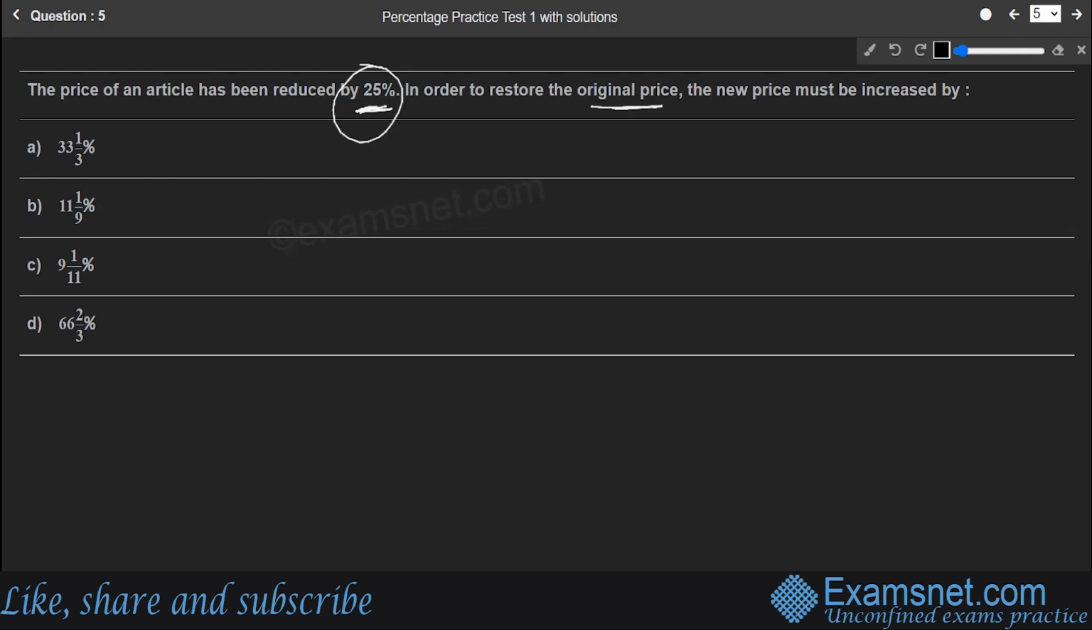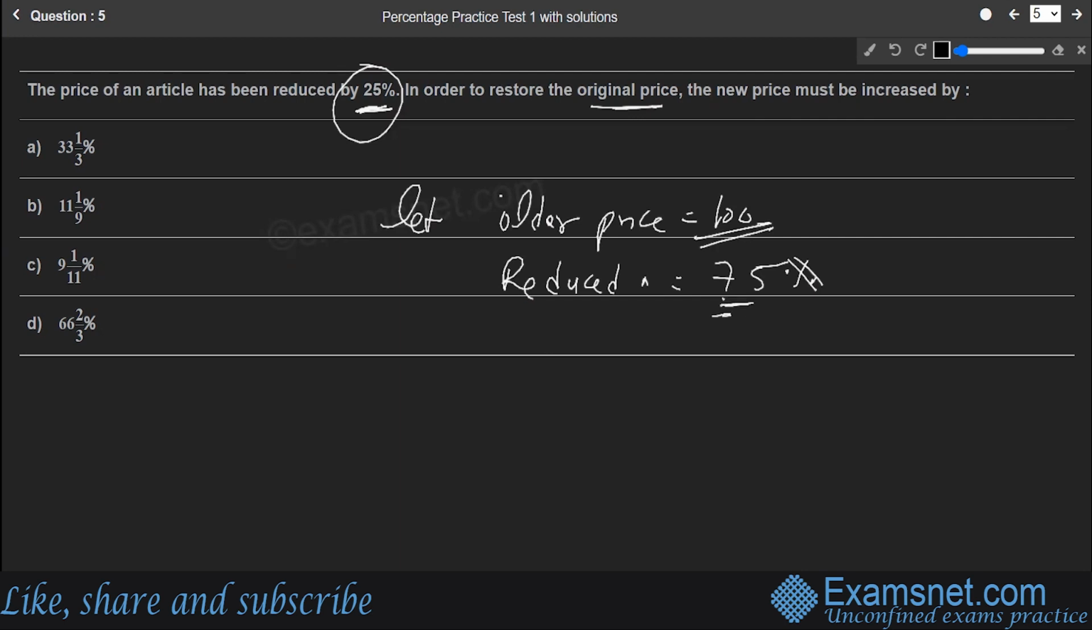He says the price of an article has been reduced by 25%. Let us say the older price, or the base price, was 100. If it is reduced by 25%, what is the reduced price? The reduced price is going to be 100 minus 25, that is 75. Original price is 100, reduced price is 75.